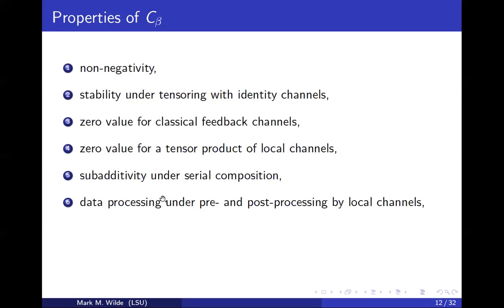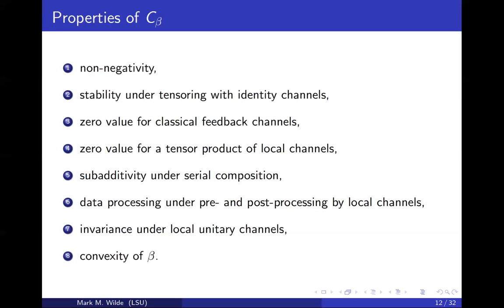And then this is a consequence of some of these properties, but the measure does not increase under pre and post processing of a bipartite channel by local channels. I believe that's a direct consequence of properties 4 and 5. It's also invariant under local unitary channels. So if you apply local unitary channels before and after the use of the bipartite channel, then the measure doesn't change. That kind of thing is expected for correlation measures as well. And also it's convex. So if we have a convex combination of bipartite channels M1 and M2, the measure evaluated on the mixture is less than or equal to the mixture of the measures on the individual channels. Okay, so those are the basic properties of the measure.